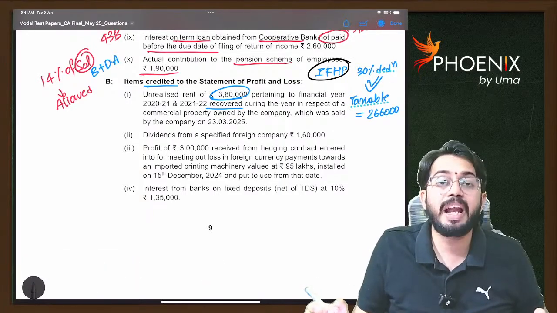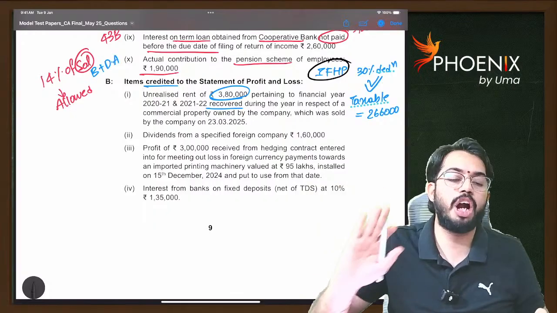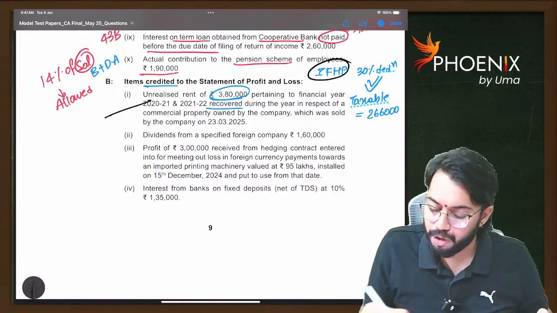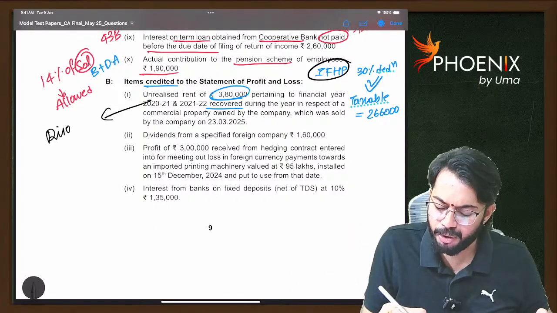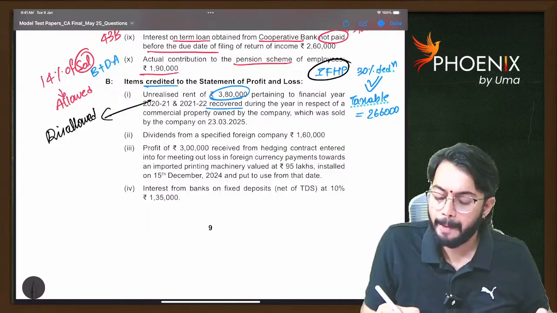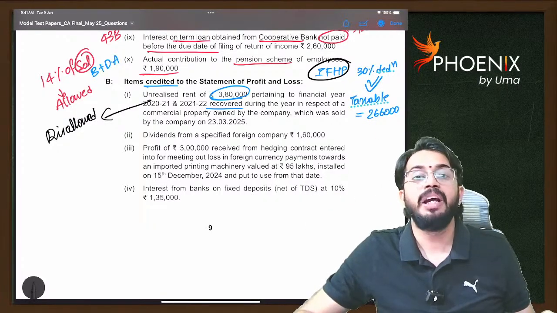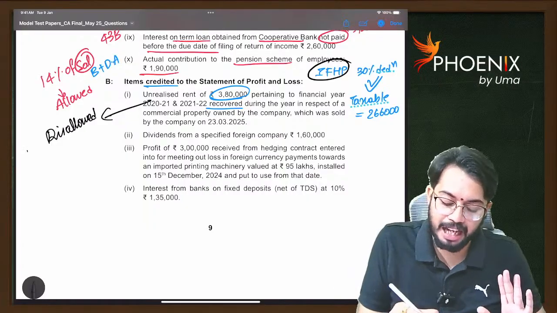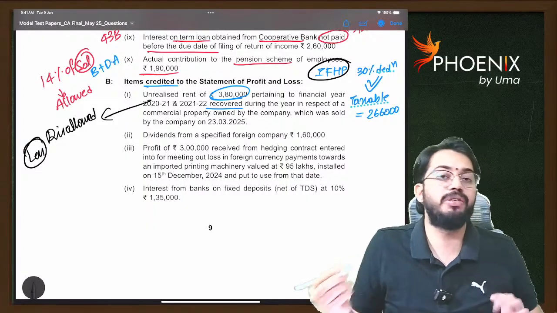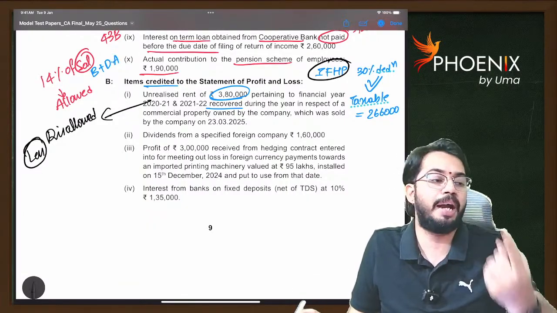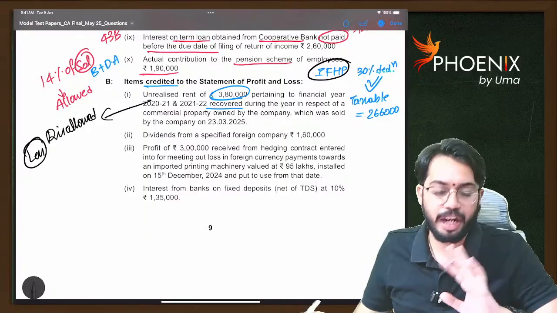Should it be credited to P&L account? No, it should not be credited to P&L account. So, this is to be disallowed. It will be disallowed from PGBP and added in income from house property. Income is disallowed. What is the tax treatment? We will reduce. Whenever expenditure is disallowed, add back. Whenever income is disallowed, reduce.